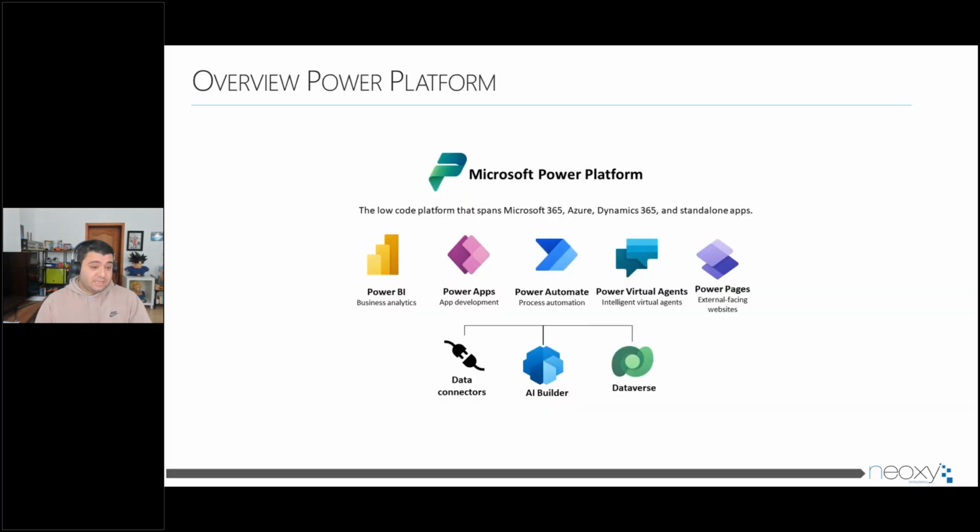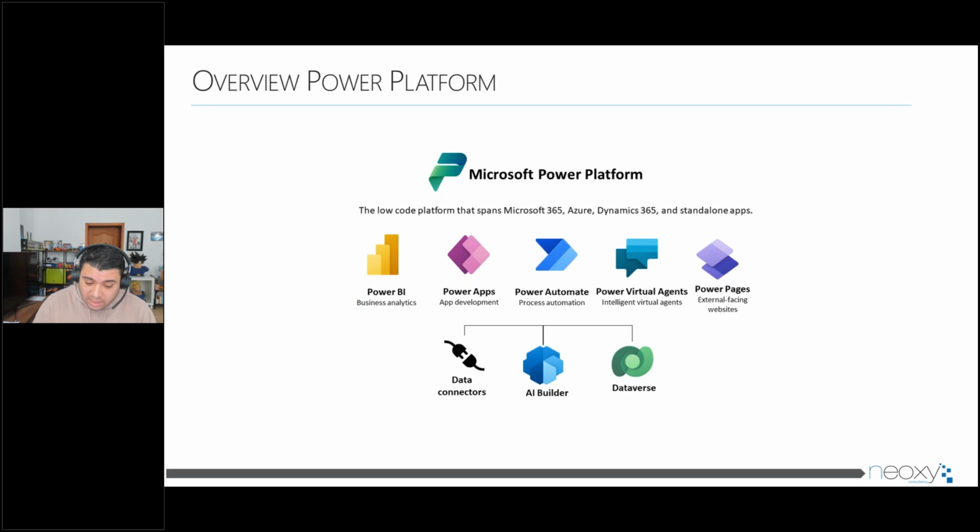So this is the most classic slide ever that you will see about the Power Platform. You will see that you have the 5 major artifacts, which I probably need to update, because Power Virtual Agents are now called Copilot Studio. But for those who are not aware of that, you have 5 major artifacts: Power BI, Power Apps, Power Automate, Copilot Studio, and Power Pages.